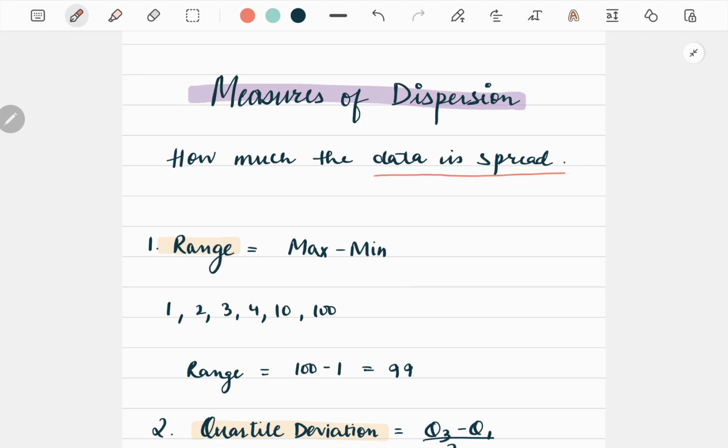Let us take some important measures. First one is range. Range is nothing but the maximum value in the data minus the minimum value. Let's take an example where we have around 6 points of data: 1, 2, 3, 4, 10 and say 100. In this case, the range, which is the measure of dispersion, is calculated as maximum value, which is 100, minus the minimum value, which is 1. So we say that the data is spread and the range is 99.